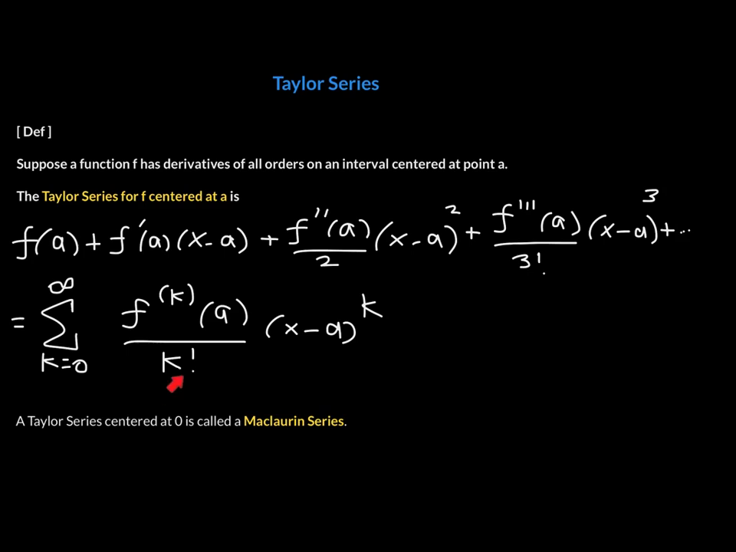These are your coefficients: the kth derivative of f evaluated at a over k factorial, and then x minus a to the power of k. Again, a is your center. Now, this is important. If the Taylor series is centered at 0, so if a is 0, then that Taylor series is called a Maclaurin series. A Maclaurin series is simply a Taylor series that is centered at 0.